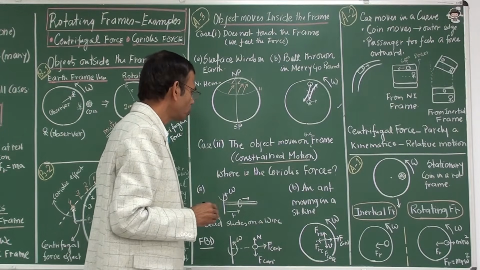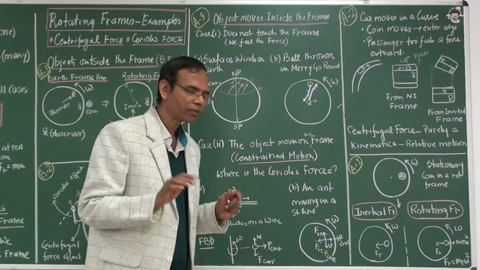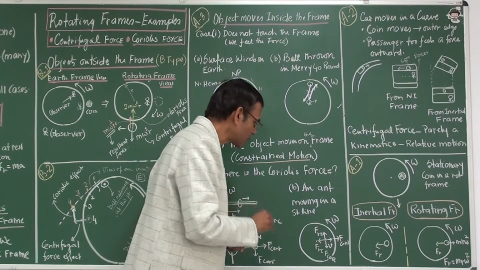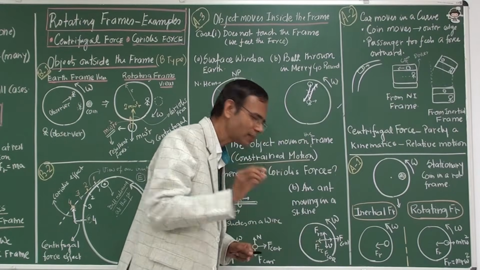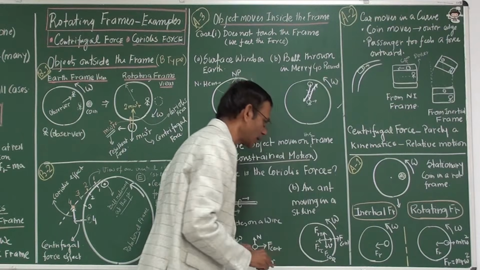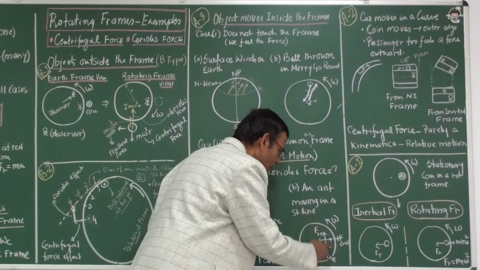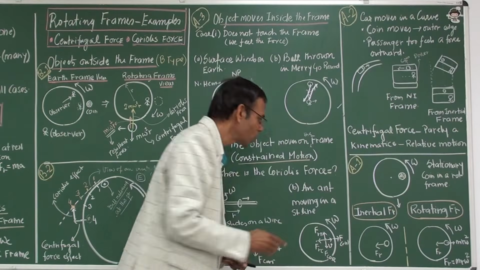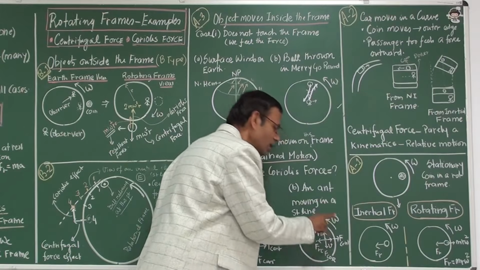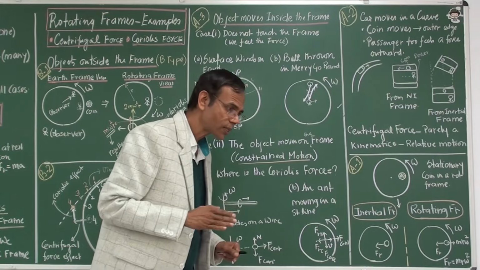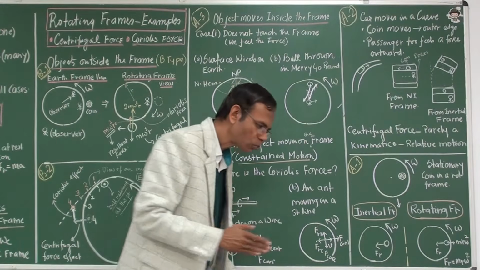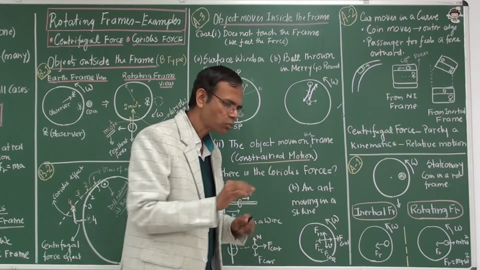Now let us come to another example, which is again very interesting. Here there is an ant, and that ant is moving in a straight line. There is a frame, basically a merry-go-round, which is rotating, and the ant is moving away from the center. I have made a straight line and told the ant that it has to move along it. So the ant is moving in a straight line.